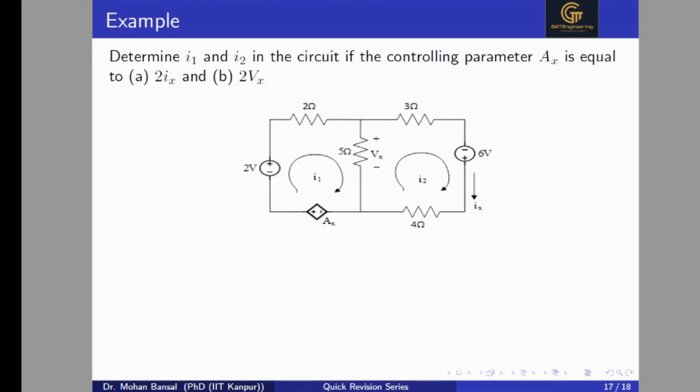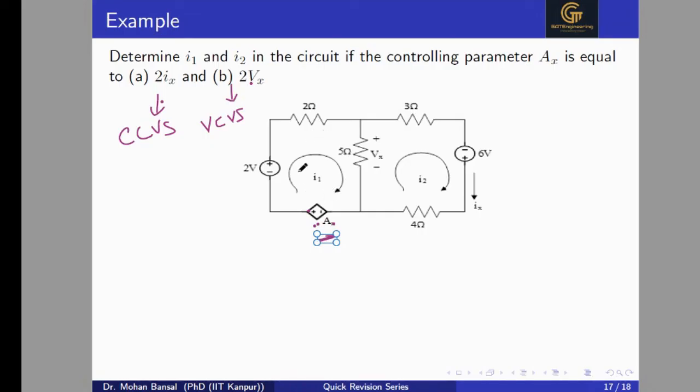Now we'll see one example here. We'll see one example for finding the value of I1, I2 in the circuit. The controlling parameter Ax, this is the controlling parameter, is 2Ix in one case and 2Vx in another case. So it means this is the voltage source we can see. In the first case, it will become a current controlled voltage source. In the second case, it will be a voltage controlled voltage source. Because Ax is equal to 2Ix, it is a current controlled voltage source, and Ax equal to 2Vx will become a voltage controlled voltage source. It is clear from here it is a voltage source, because plus and minus polarity is given inside the diamond. So now we'll solve this problem.